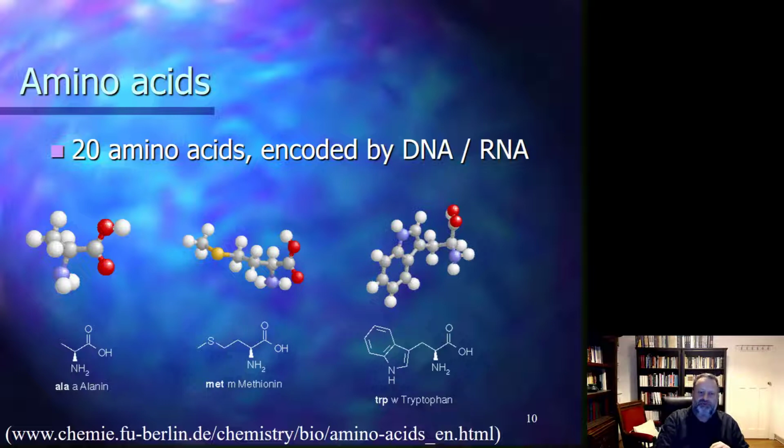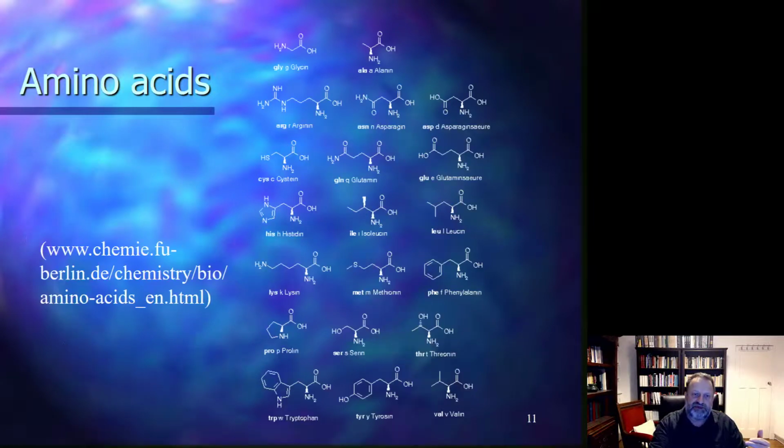So the proteins are formed by amino acids. These are chains of amino acids, and in most of the living cells, the proteins are formed by 20 amino acids. There are many more amino acids, but only 20 of these amino acids are used in the formation of the proteins in living cells. Here on the screen you see these 20 amino acids.